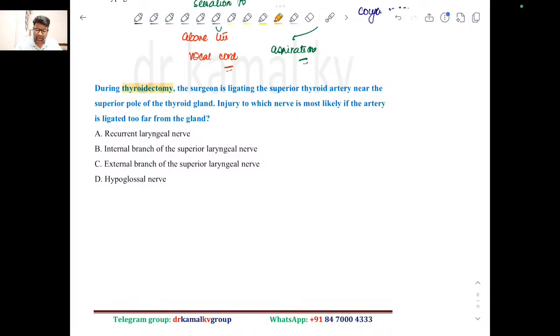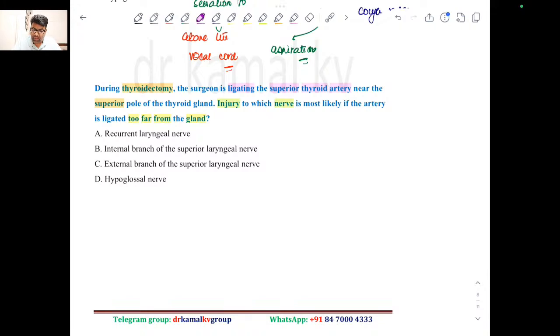Now again, during thyroidectomy, the surgeon is ligating the superior thyroid artery. Obviously, if you are removing thyroid, you have to ligate the arteries which are supplying the thyroid, so that there is no bleeding post-operatively. Now he is trying to ligate the superior thyroid artery near the superior pole of the thyroid gland. Injury to which nerve is most likely if it is ligated too far from the gland?